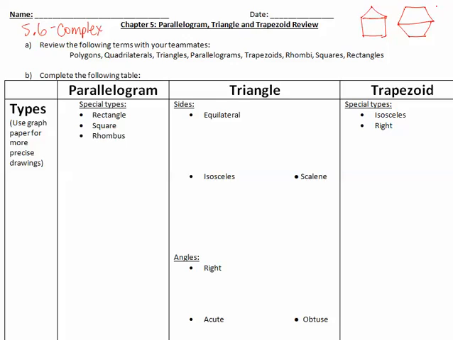So we've covered a lot of vocabulary this chapter, looking at polygons, quadrilaterals, triangles, parallelograms, trapezoids, rhombi, squares, and rectangles. So we'll just go over those definitions again. Let's start off with parallelograms.